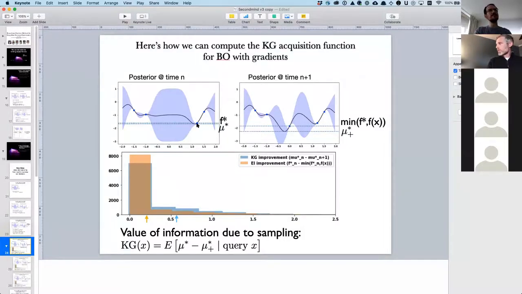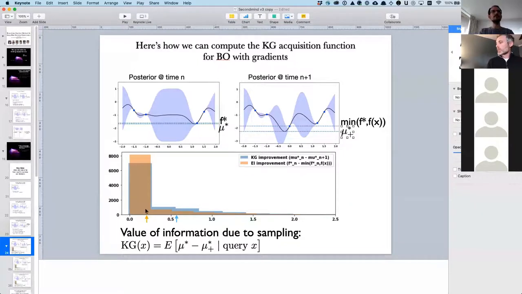So here are the two dashed blue lines. The upper one is F star and the lower one is mu star. Those two are fairly close to each other in this particular example. After this evaluation where I observe both the point and its gradient, the new best point in the way that expected improvement thinks about the world is this blue line here. It's just the minimum of F star and F of X. The minimum of the posterior mean, which is the quantity that knowledge gradient thinks about, is much smaller here. It's this mu star plus.